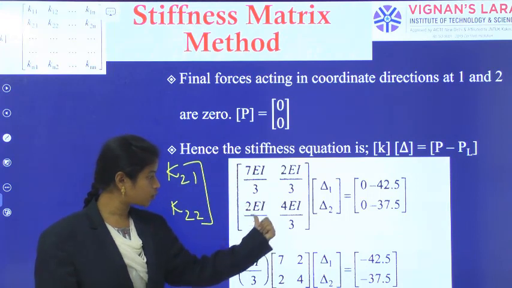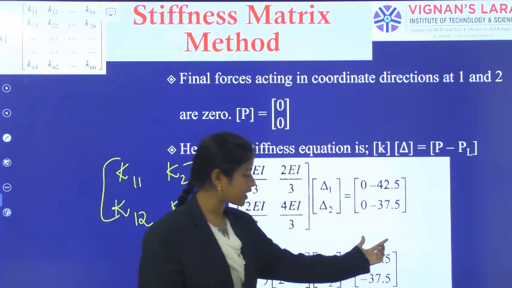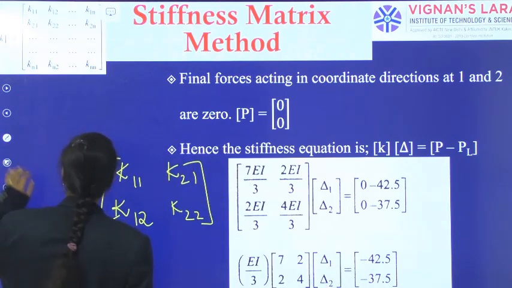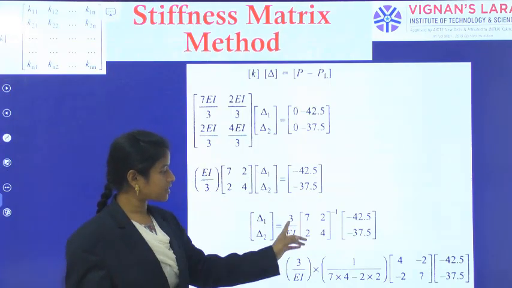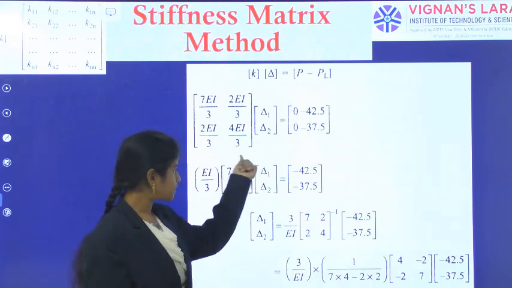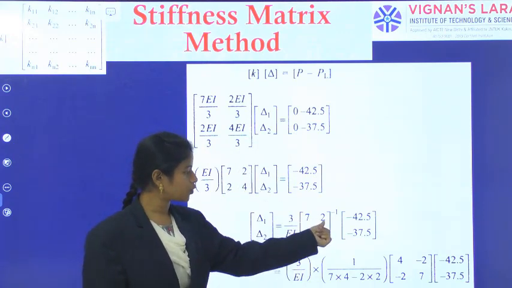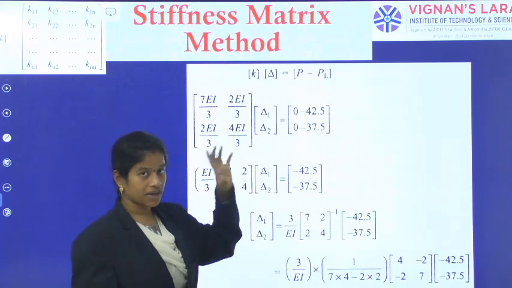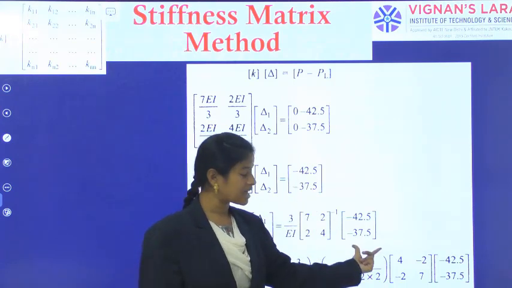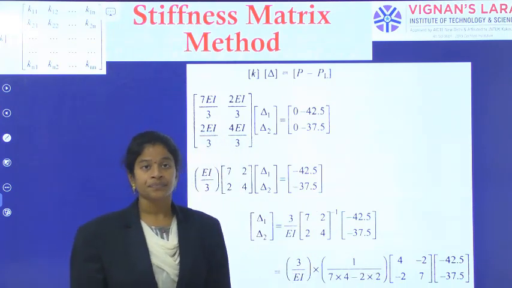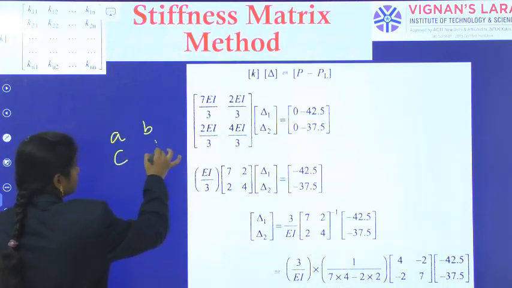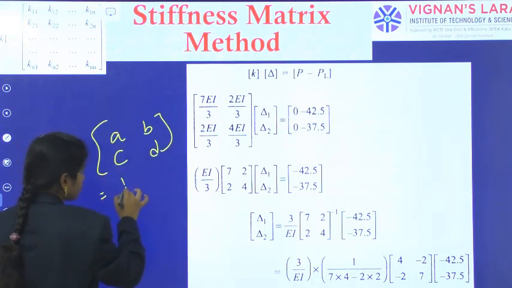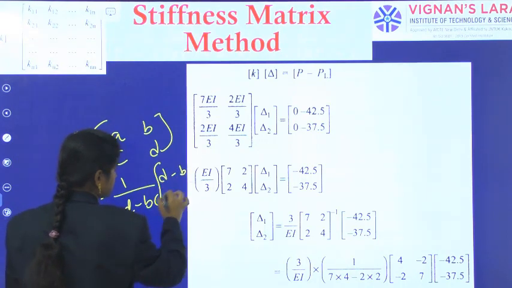Keeping that as it is, taking the EI by 3 common, we have 7, 2, 2, 4 times delta 1, delta 2. Keeping delta 1, delta 2 on one side and taking the remaining terms to the other side, we get 3 over EI times the matrix inverse of 7, 2, 2, 4. Same as we have already said, the inverse of A, B, C, D is 1 over AD minus BC times D, minus B, minus C, A.